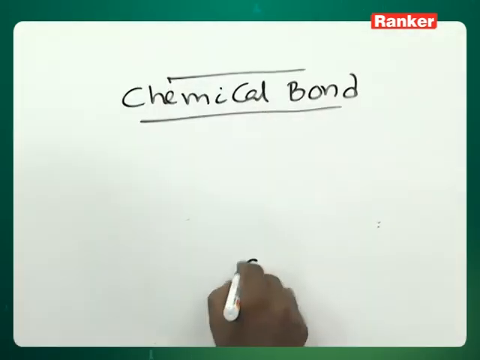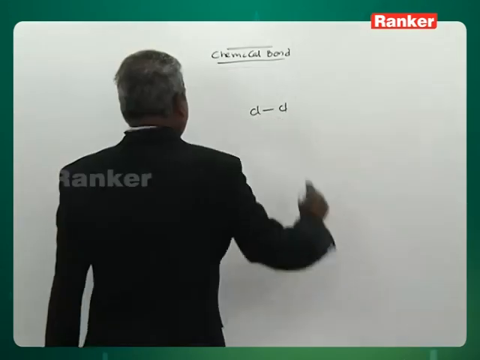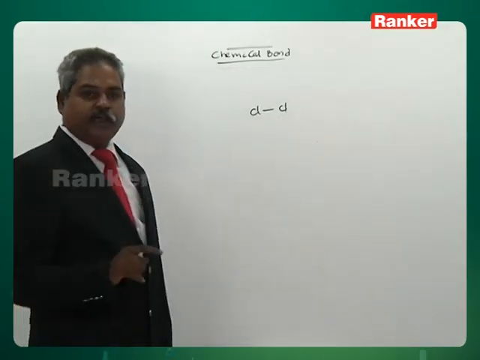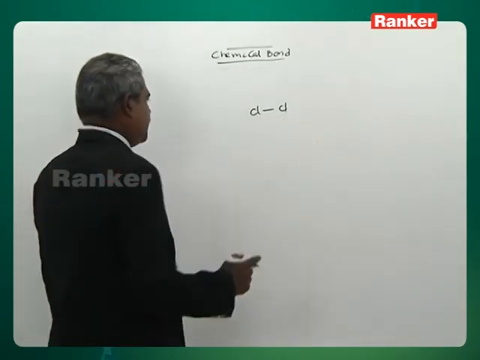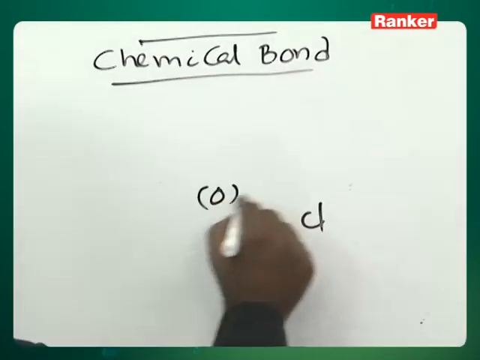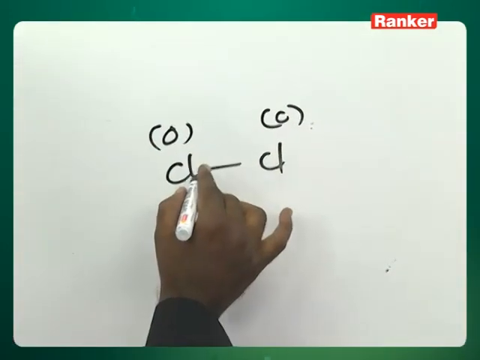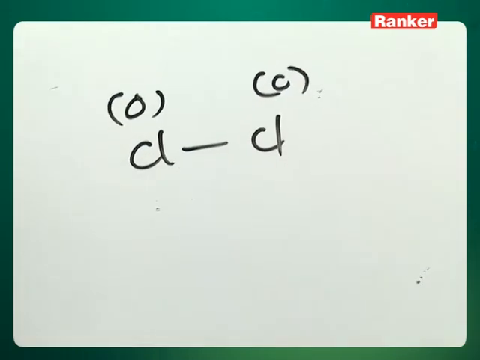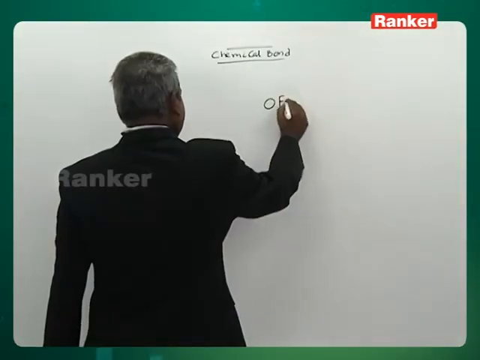S8, oxidation state 0. What about Cl2? Cl-Cl. No win, no loss. So 0. Neither losing nor winning. Two chlorines. OF2.